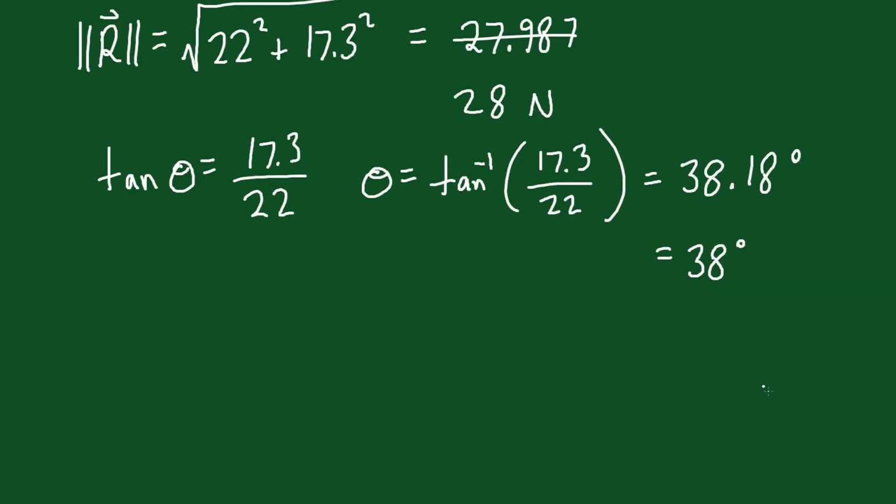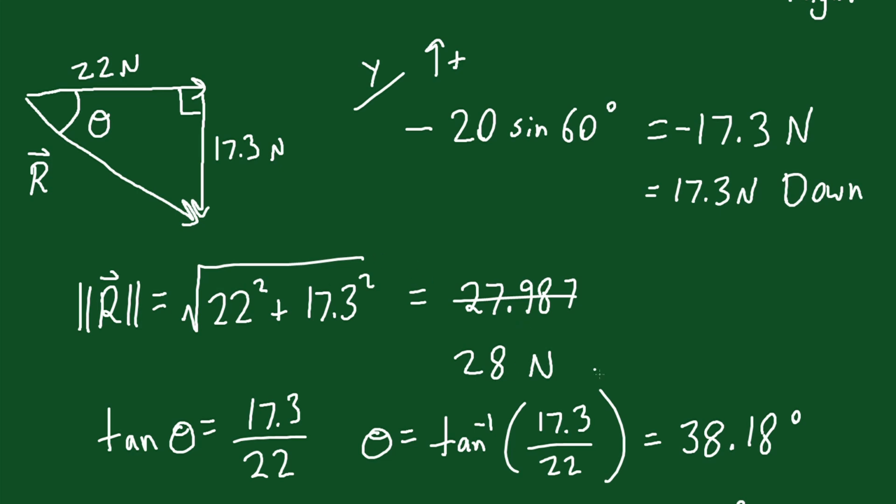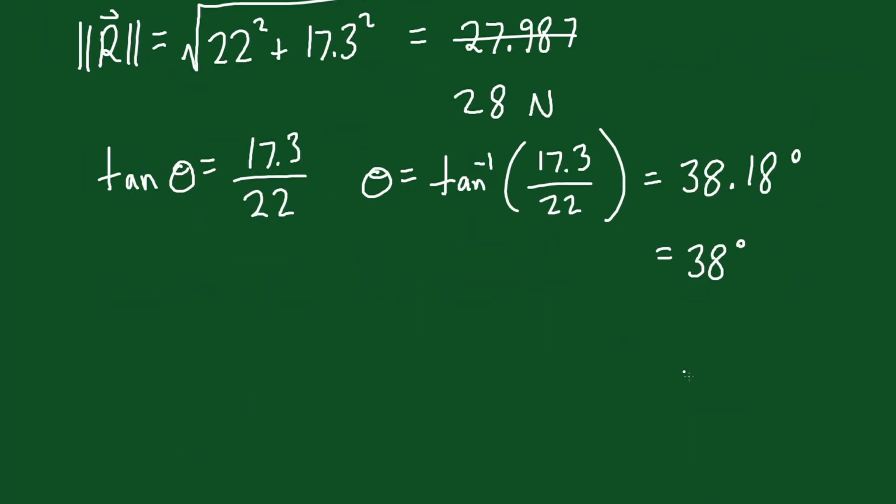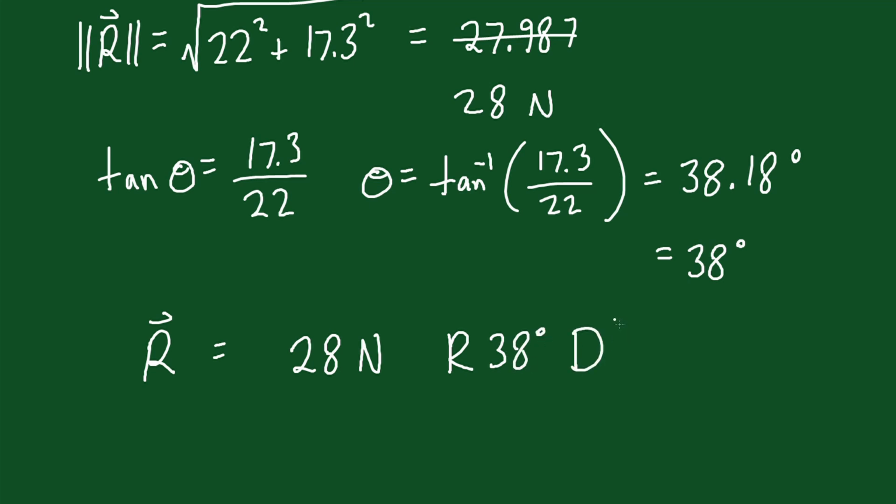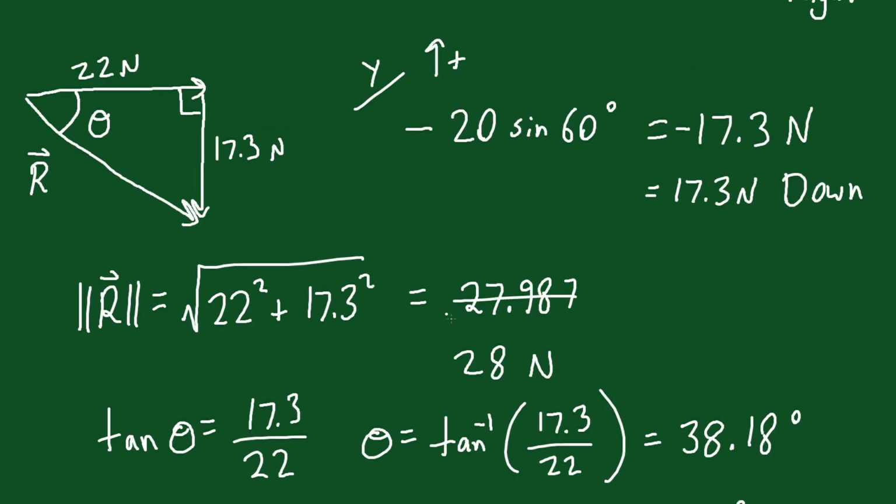So we have our resulting force. It is 28 newtons. We have the angle here of 38 degrees. We can combine those two things together. Your resulting vector or resulting force will be 28 newtons, and you could say right 38 degrees down if you want to phrase it that way. Because that angle we found, 38 degrees, if you're looking to the right, you then rotate 38 degrees downward, and that gets you to your resulting vector. So if you want to phrase it that way, you absolutely could.